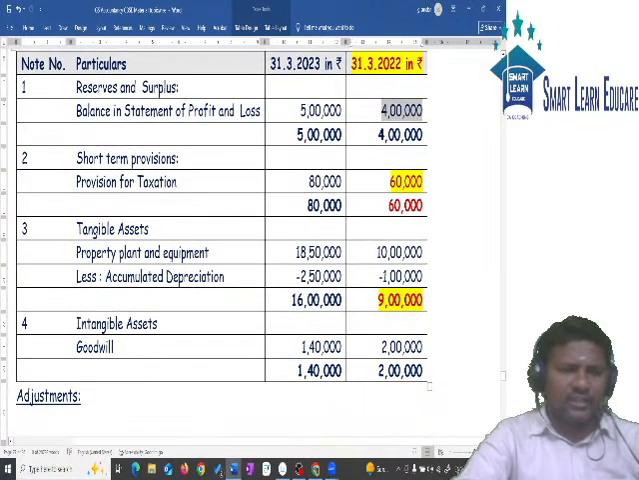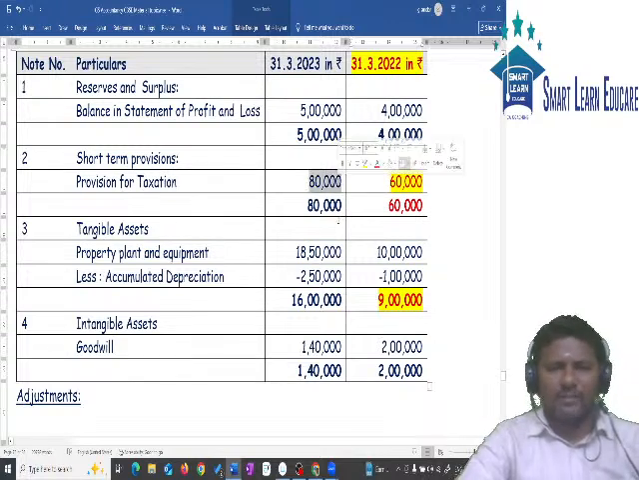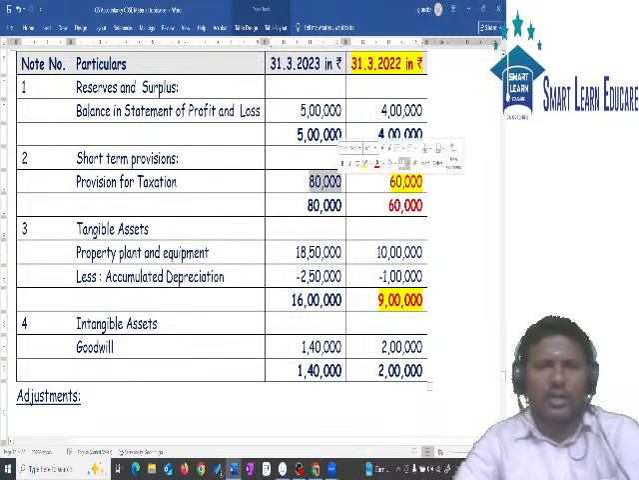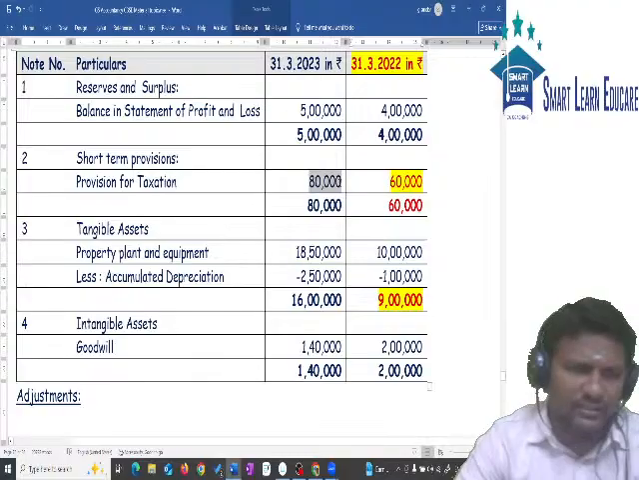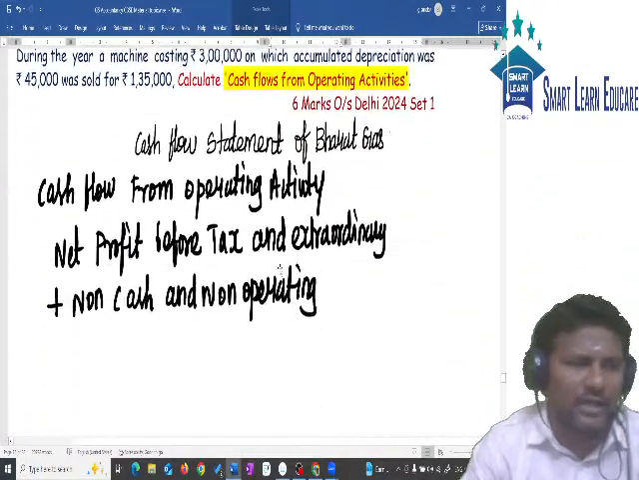Before starting the class, I told you about this. We have two numbers, one is 60 and another one is 80. Which number should be added for provision for tax, whether 60 or 80? I told you the opening balance 60 should be treated as paid and 80 is the current year provision. So 80 should be added.